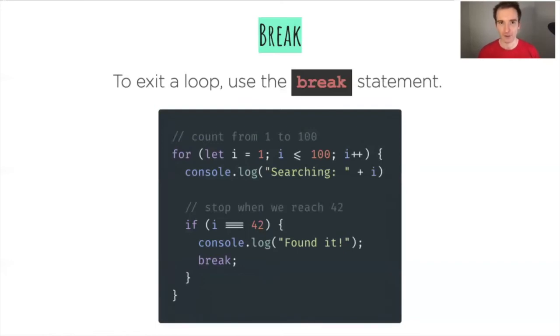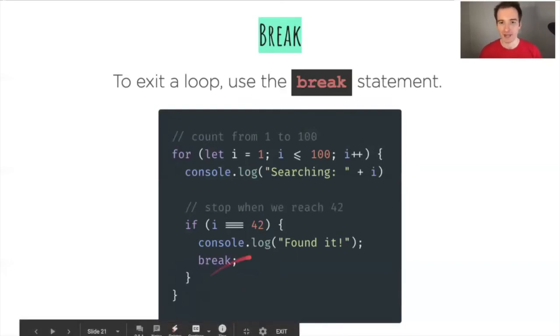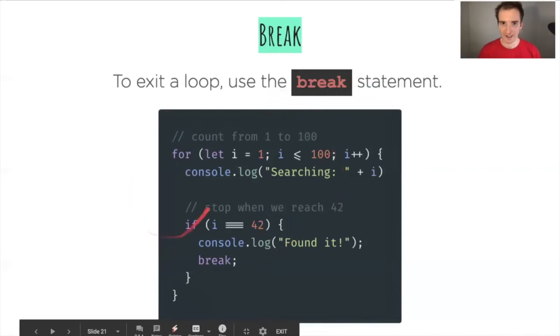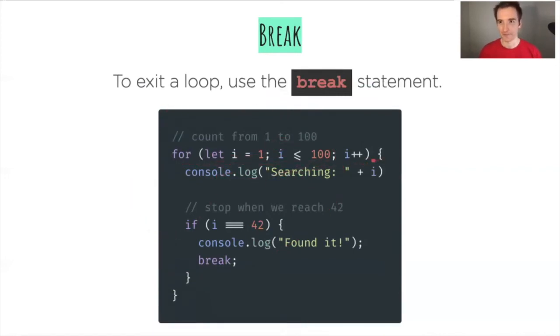Last thing with for loops, we can use the break statement, just writing the word break, if we want to cut out of a loop on a certain condition. So in this loop, we're just counting from 1 to 100, the same way as before. We're console logging "searching" and then the current value. And if this value equals 42, then we're console logging "we found the number", and then we're stopping.